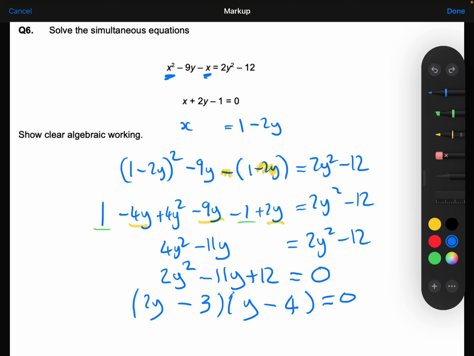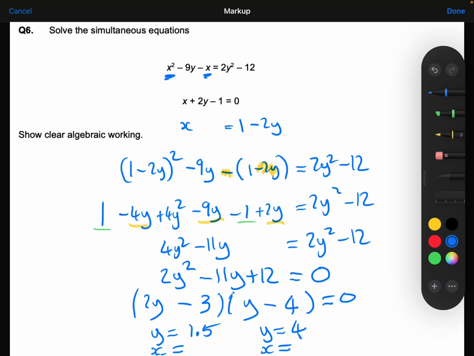And so, my first bracket is giving me the solution that y is equal to 3 over 2, or 1.5 if you prefer decimals. And the second bracket is giving me that y is 4. I obviously need the x coordinates as well. I can't just have the y, I need x as well.